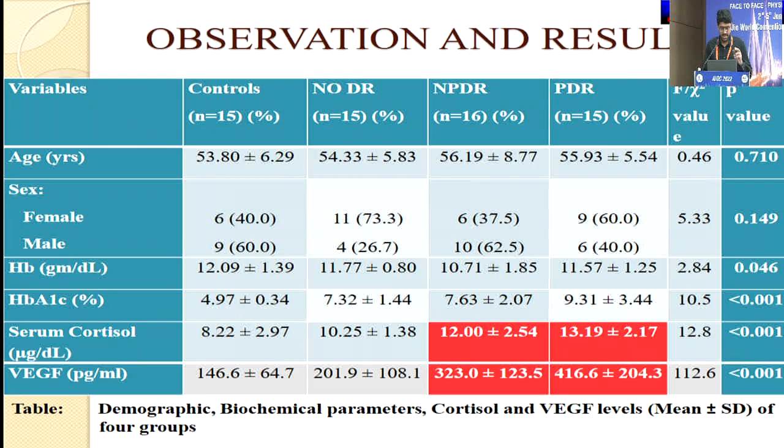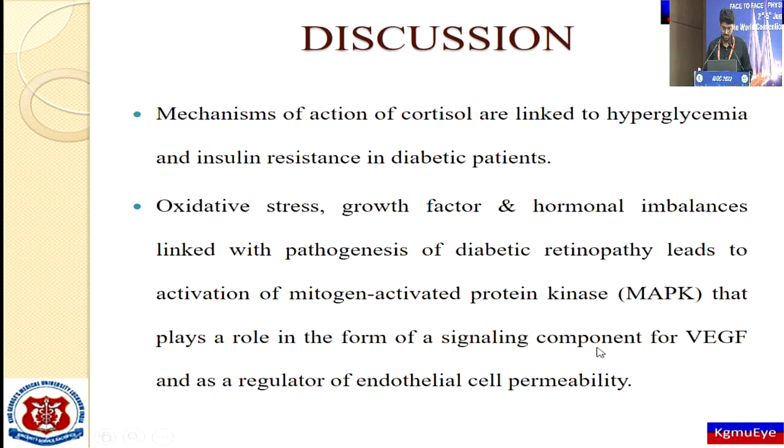This table shows demographic and biochemical parameters, cortisol and VEGF levels of the 4 groups, which clearly states that serum cortisol and VEGF levels were significantly increased in non-proliferative and proliferative diabetic retinopathy groups. The mechanism of action of cortisol is linked to hyperglycemia and insulin resistance in diabetic patients. Oxidative stress, growth factor, and hormonal imbalances linked with pathogenesis of diabetic retinopathy lead to activation of mitogen activated protein kinase, which plays a role as a signaling component for VEGF and as a regulator of endothelial cell permeability.